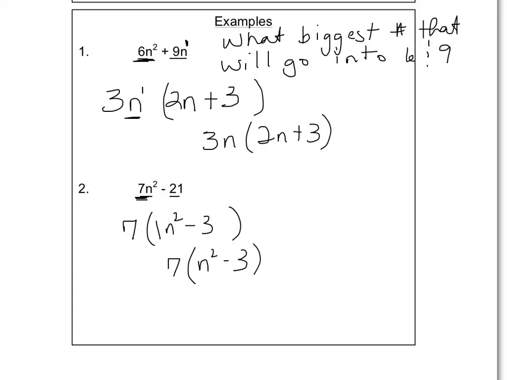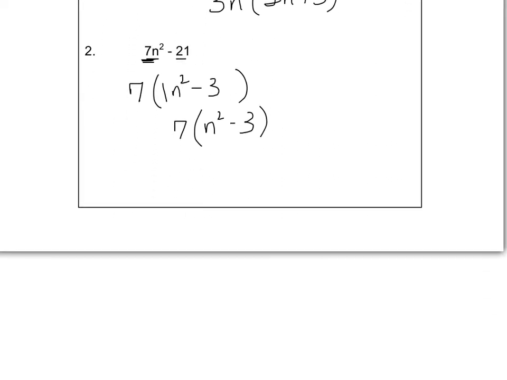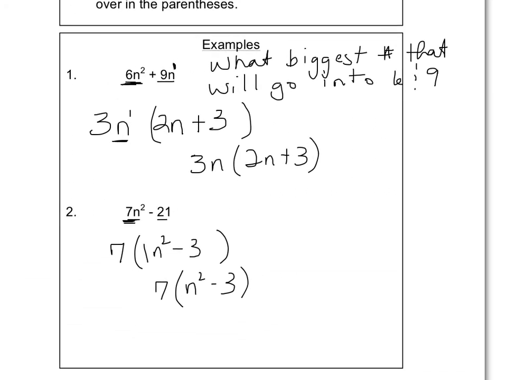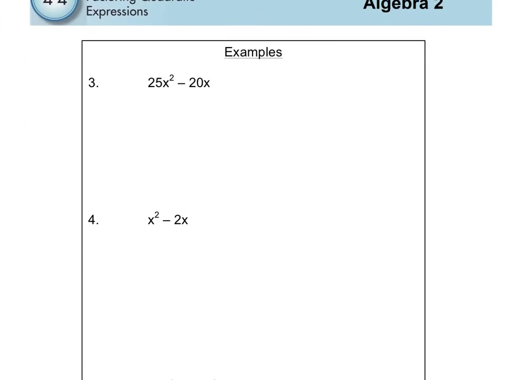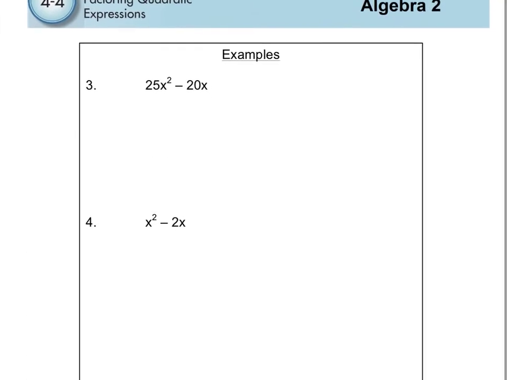So let's take a look at example number 3 here. Again, we have a two-term item. As we look at this, what's the biggest number that will go into 25 and 20? And we come up with the number 5. 5 goes into both 25 and 20. And as you look, do both of these terms have a variable? They do. They both have an x. So I'm going to take at least an x away from each one.